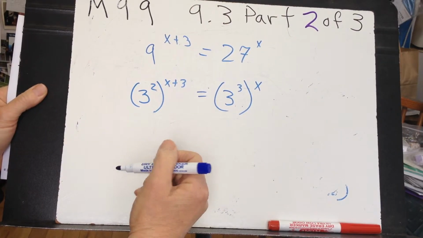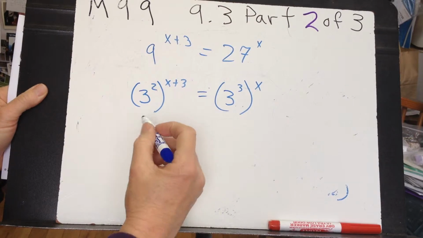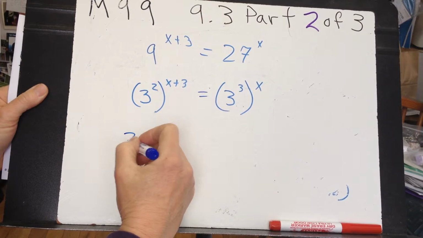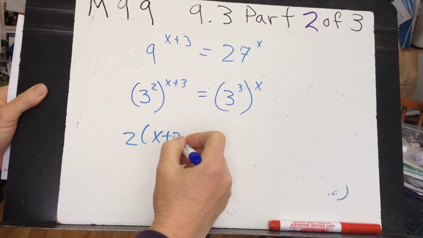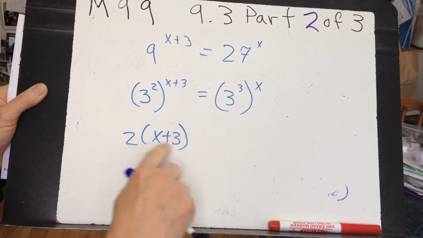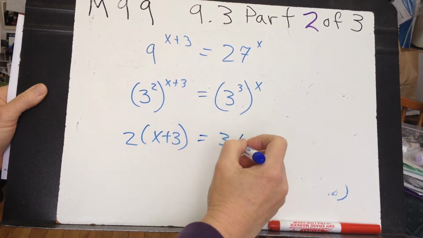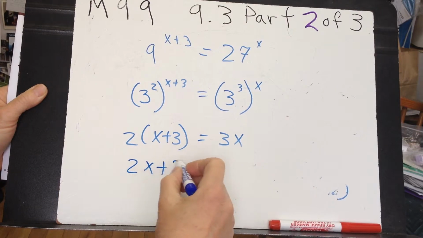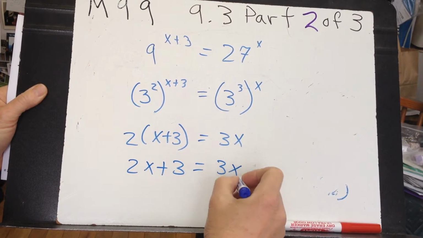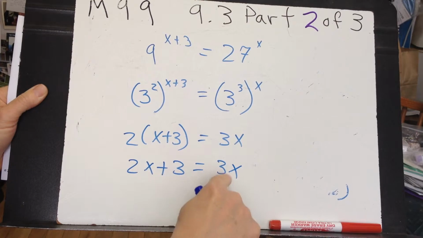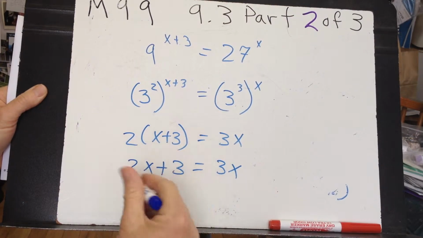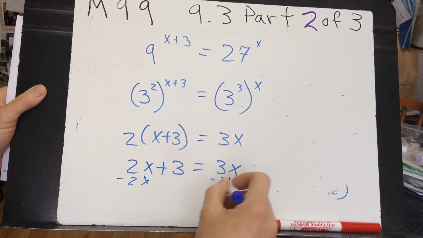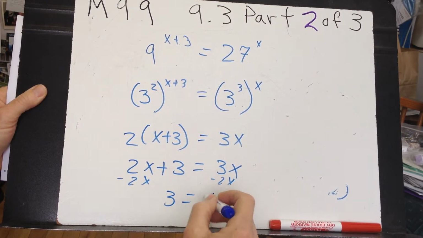Remember that when you have a power raised to a power, you will multiply the exponents. A lot of people do 2 times x, but then they don't multiply the 2 by the 3. So let's write it down like that, with the exponent being a group. Then I have that expression right there, having popped the exponents off. 2 times x plus 3 equals 3x. I have more x on this side, so I'm going to subtract. If I subtract 2x from both sides, I end up with 3 being equal to x.